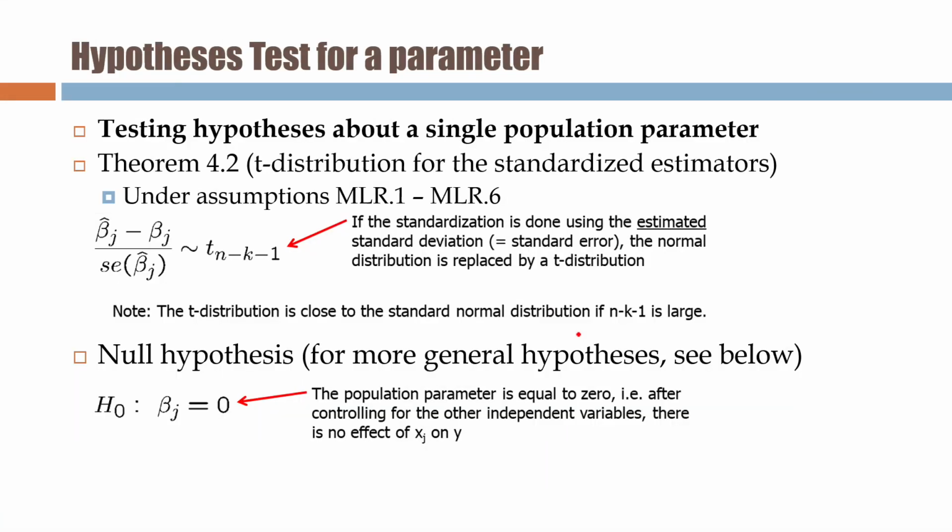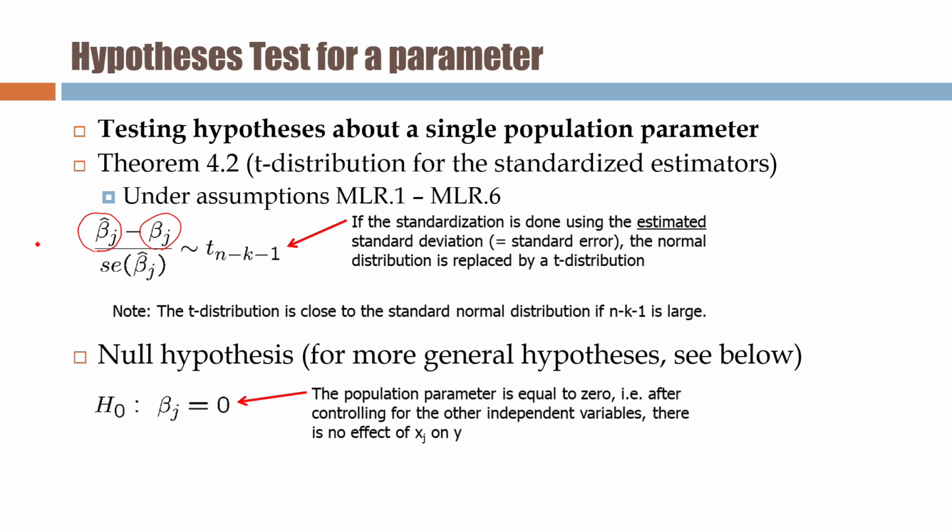Testing hypothesis about the single population parameter. So when we test the hypothesis here, the first thing we want to know is, when the beta is a small number or even a big number, we don't know the real population beta, right? So what we can observe is this sample beta number. So we got a number.